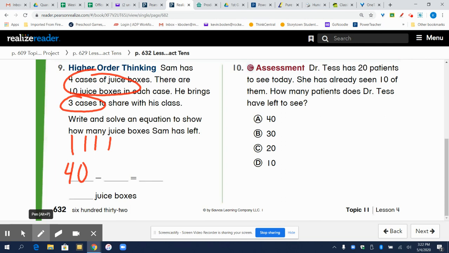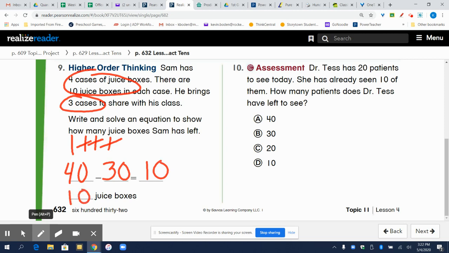So remember, he had 40 juice boxes in all. He brings in 3 of those cases to his class. So how many juice boxes would 3 of those cases be? Well done. It would be 30 because remember, there's 10 in each case. So that means he brought in 30 juice boxes. So he has 40 in all, but he takes away 10, 20, 30. So how many juice boxes does he have left? That's right, that one little 10, which is the same as the number 10. He has 10 juice boxes left.